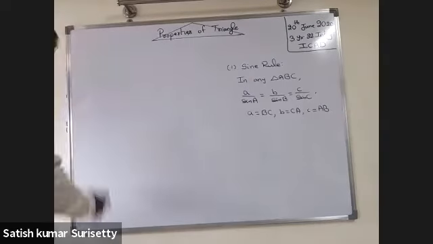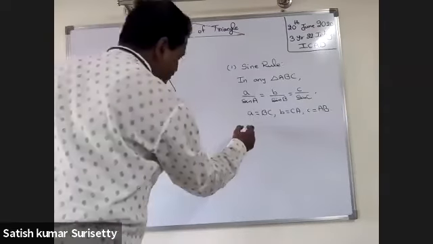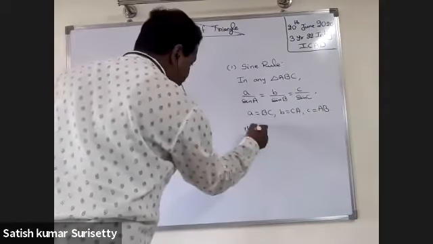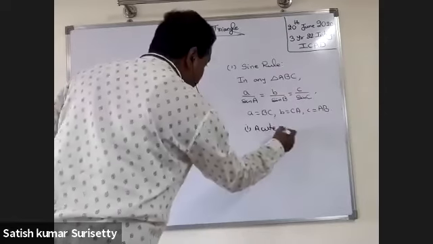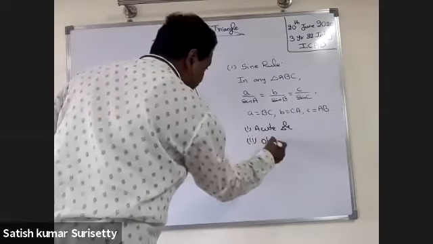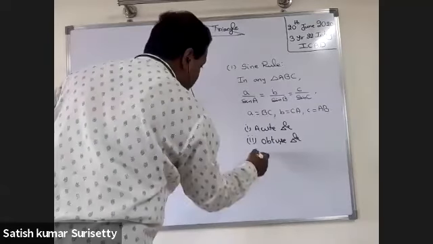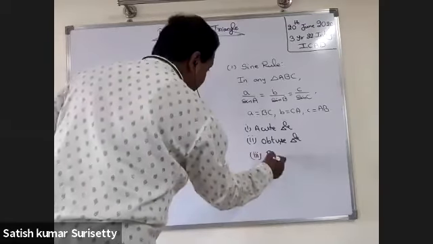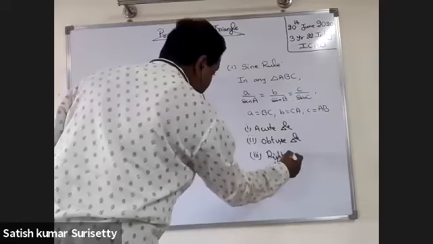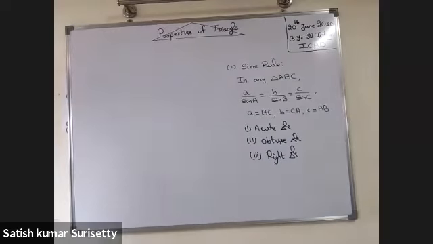Because here we are saying that in any triangle, you have to take the case of an acute angle triangle, obtuse angle triangle, and a right angle triangle. So you have to prove it for an acute triangle, obtuse triangle, and right triangle. Let us take the first case.